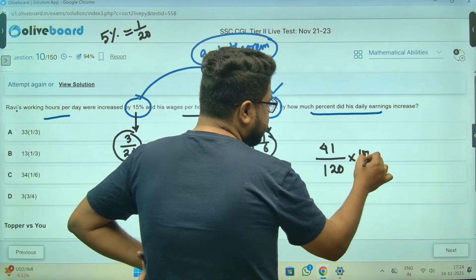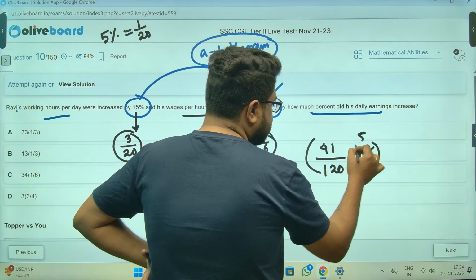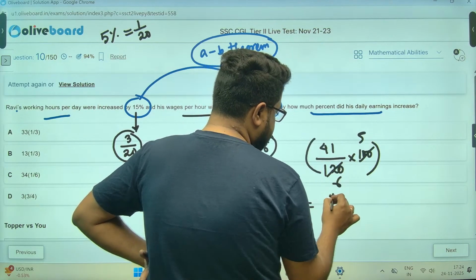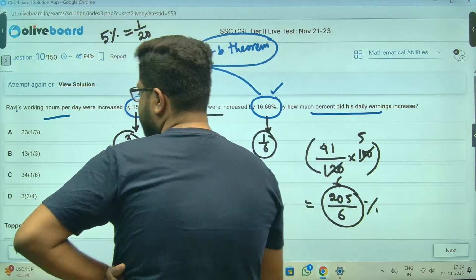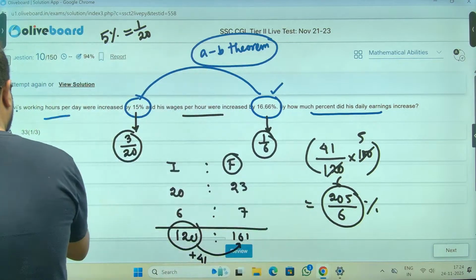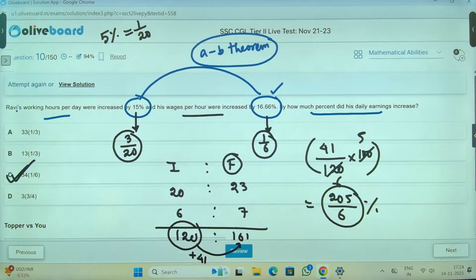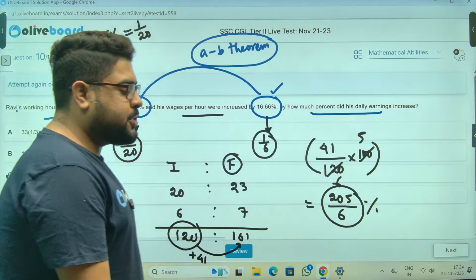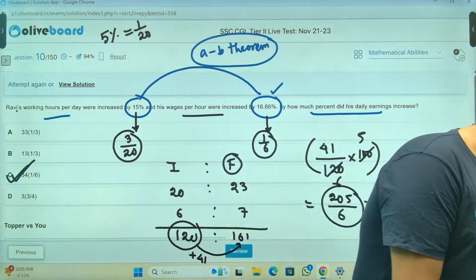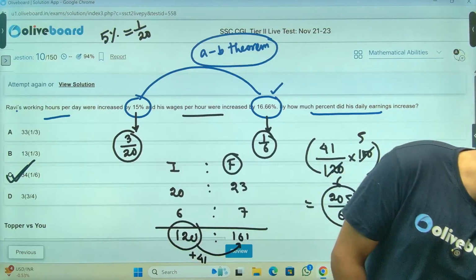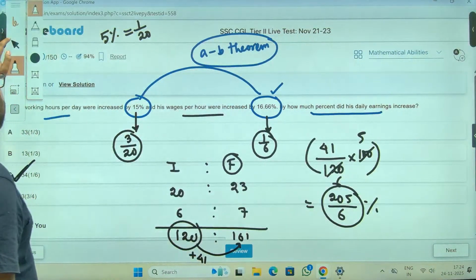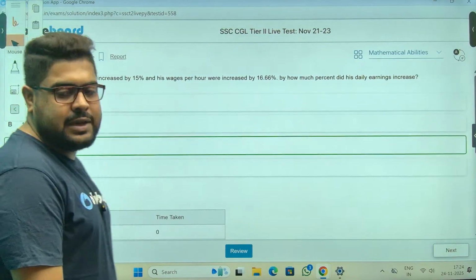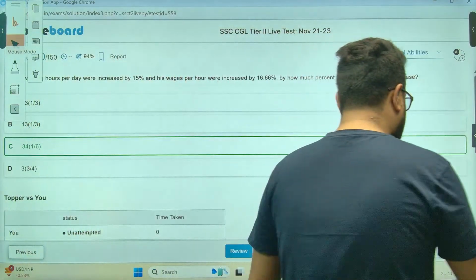Sir, percentage means into 100. This is 5, this is 6. 205 by 6%, sir. Only one option has by 6. Option C is the answer. You see, by 6 is there. Srinivas, okay. Thank you so much, brother. So again, this is your option C. Done.